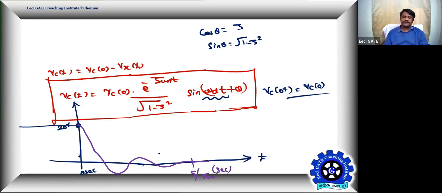Getting everyone? It is like an impulse response. But an impulse response doesn't begin with a finite value. This is beginning with a finite value. That's the difference. This theta makes all the difference. If this theta is not there, at t equal to 0 the entire function will become 0. Getting everyone?